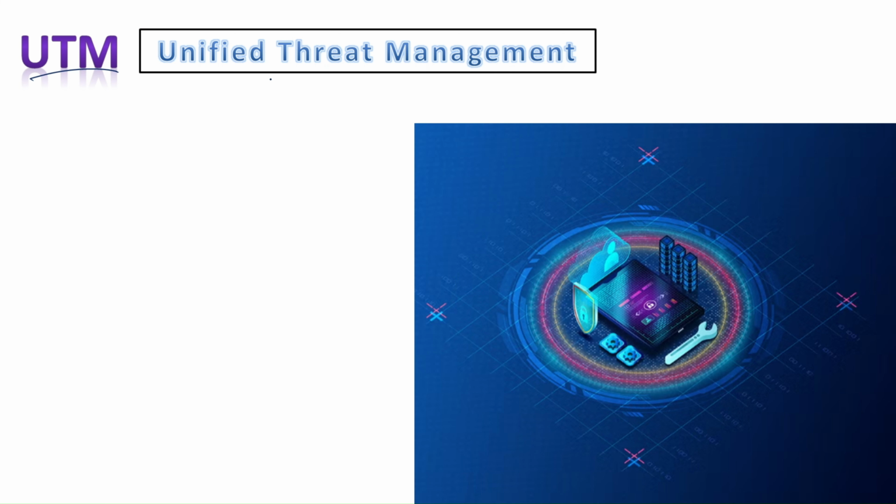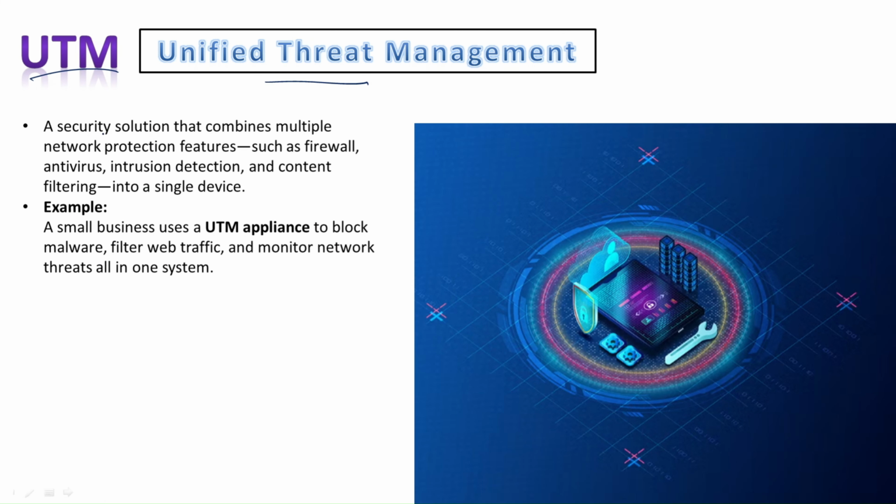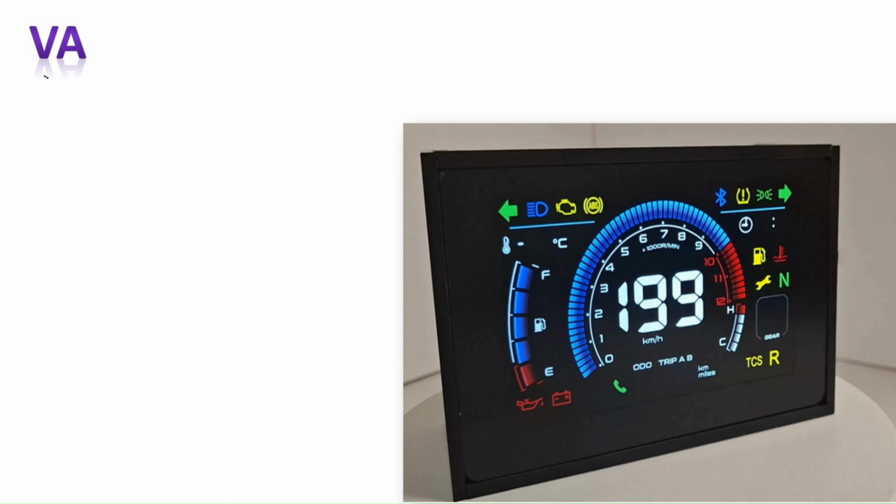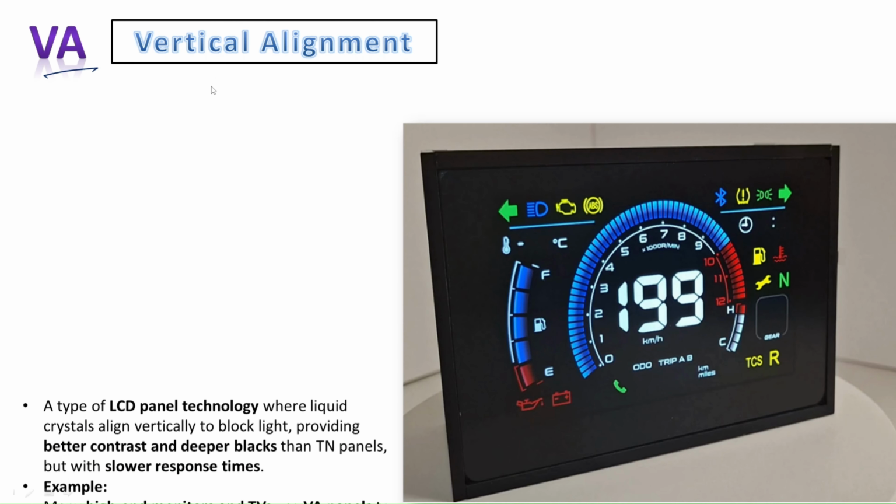UTM is Unified Threat Management. So it is a security solution that combines multiple network protection features such as a firewall, antivirus, intrusion detection, and content filtering into a single device. Example, a small business uses a UTM appliance to block malware, filter web traffic, and monitor network threats all in one system.